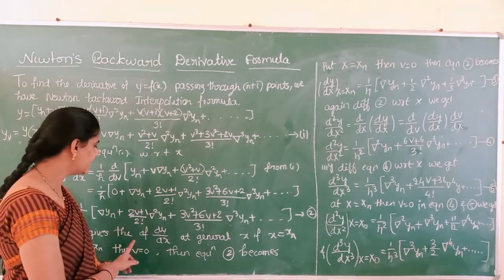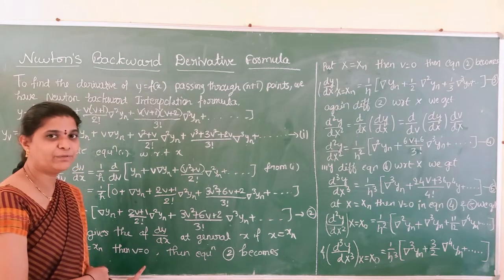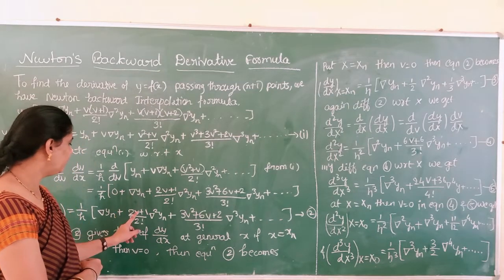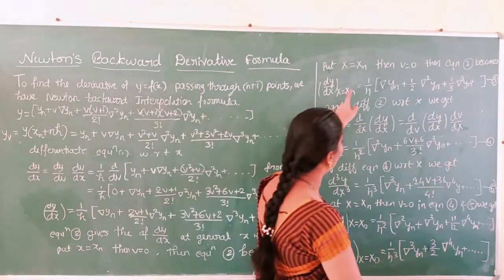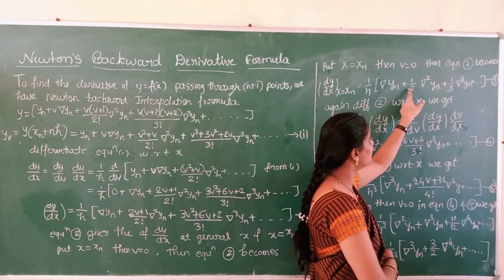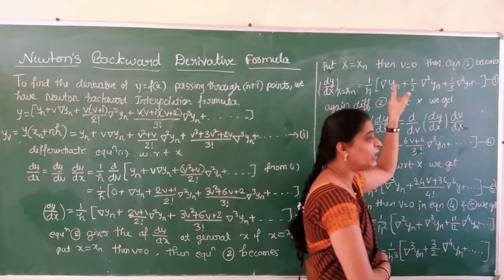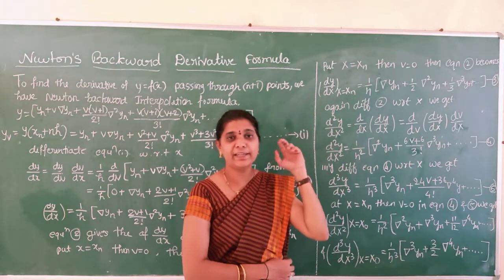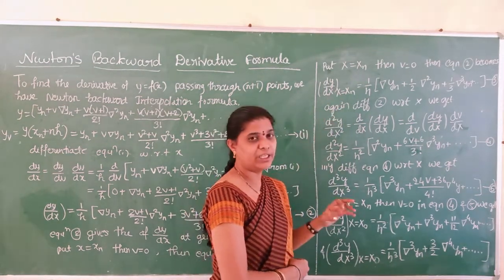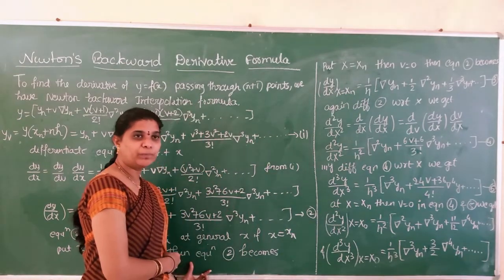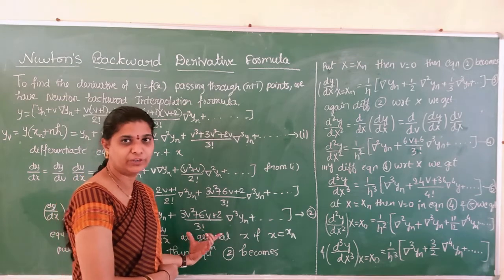Suppose we take x equal to xn, meaning x and xn are both the same, then v will be 0. If v is 0, we get the equation in terms of 1 by h into del yn plus 1 by 2 del square yn plus 1 by 3 del cube y. This formula is only applicable when x and xn are both the same, x equal to xn, then we get equation number 3. Otherwise, for any other point, that is the general equation. The second equation is the first order derivative.